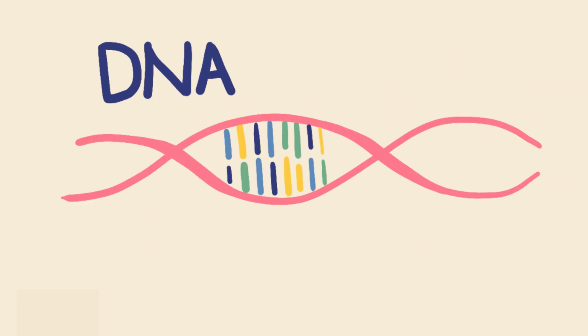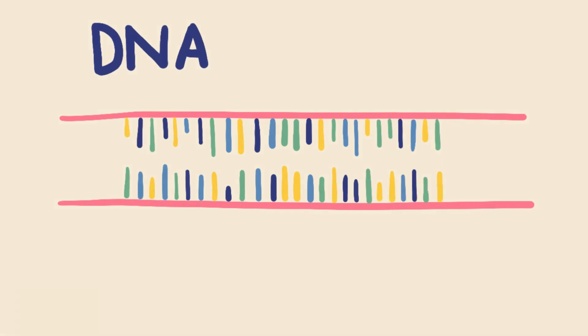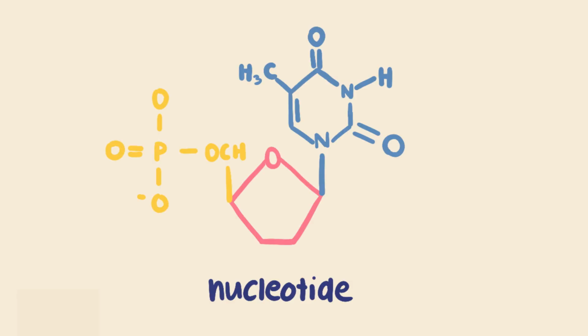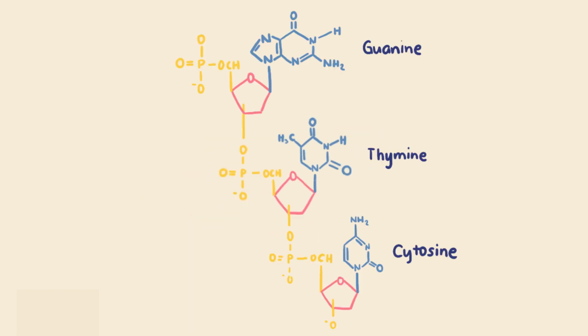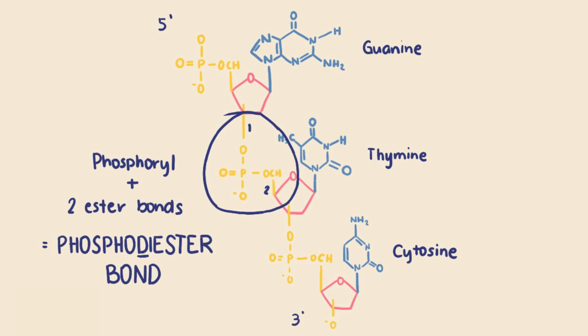Now, imagine we unzip the DNA strand like a zipper. You'll see that it has a distinct beginning and end, exhibiting a clear directionality. One end is designated as the 5' end, while the other end is the 3' end. This directionality is due to the phosphodiester bonds linking the sugar molecules in the backbone, which connect the 3' carbon of one sugar to the 5' carbon of the next.